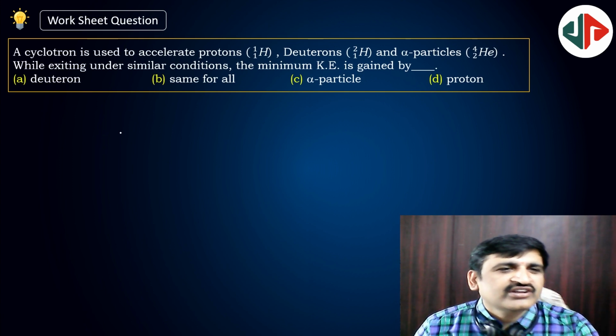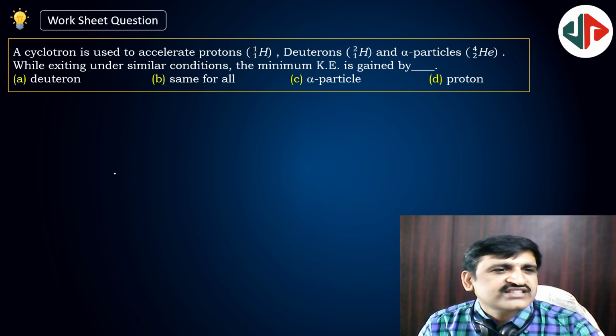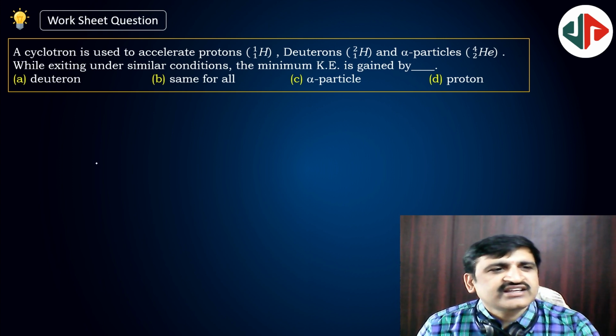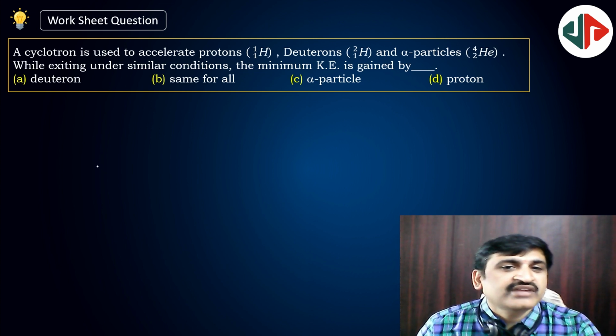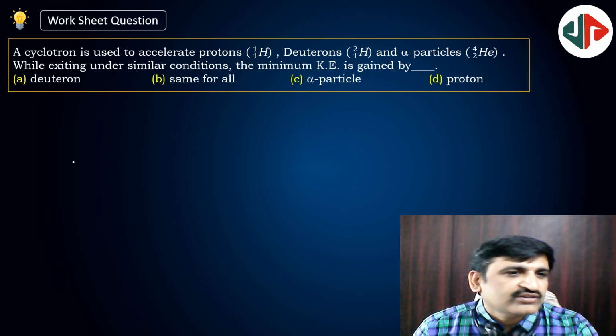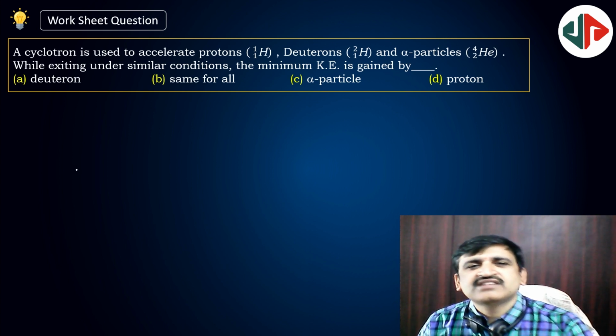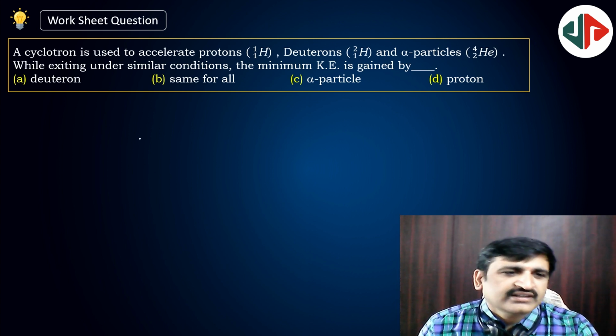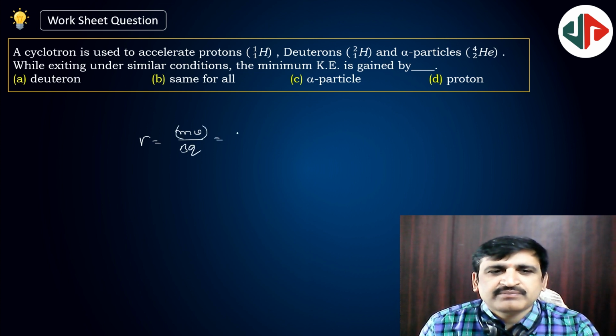A cyclotron is used to accelerate proton, deuteron, alpha particle while exiting under similar conditions. While exiting under similar conditions, the minimum KE is gained by which? R is equal to mv by Bq. We have mv by Bq. So here you can write p is equal to square root of 2m KE by Bq.